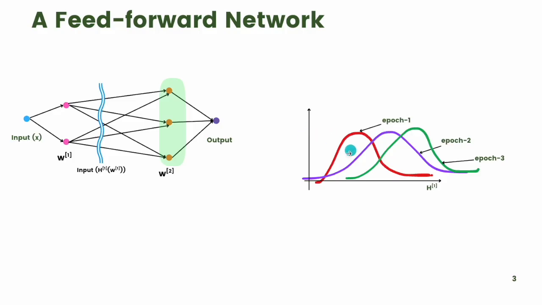So in the first epoch, your distribution might look like the red curve. In the second epoch, it might shift. In the third epoch, it might shift even further. This is just an example to elaborate what might happen. So one thing to note is that we are now treating H1 as our input. Earlier we had the input X and we were studying its distribution. Now we are studying the distribution of H1 because that's the input to this second hidden layer.